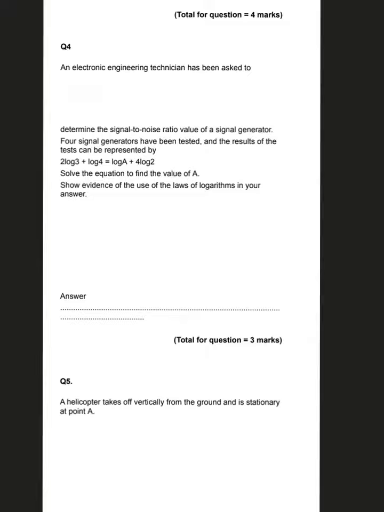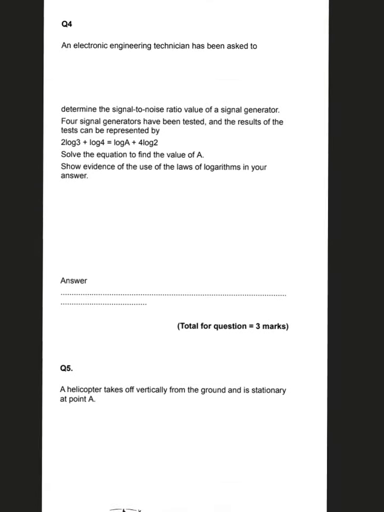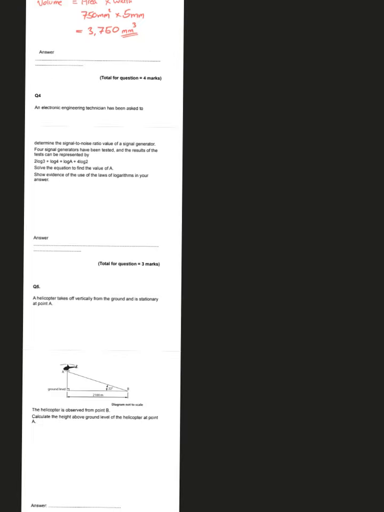Okay, now this is a slightly trickier question. We're into logs. So I might have to move over to the right hand side to answer this one. It's a little bit tight for space there. But we're dealing with logs.